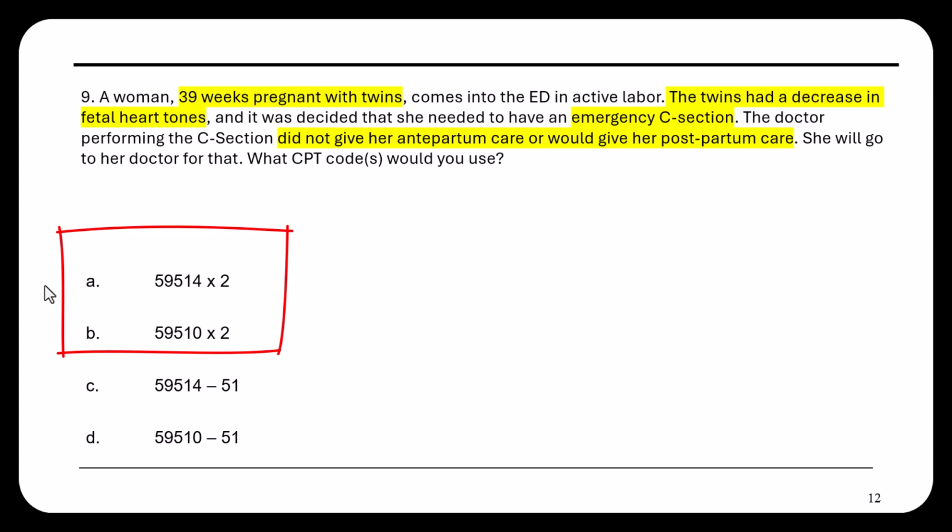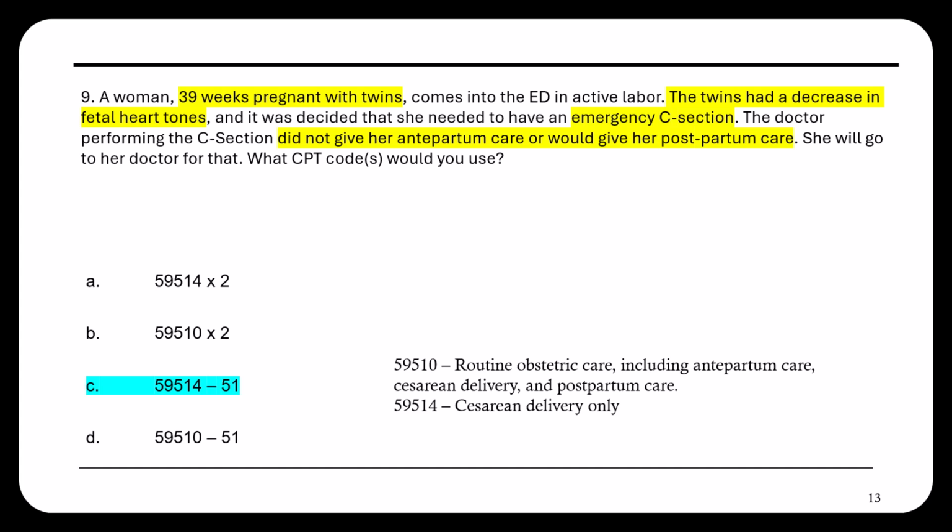Now, yes, there are two twins there, but think about it. When you do a times two, that means the whole procedure was performed twice. So if we were to pick one of those times twos, we would be saying the doctor came in, opened up the woman, pulled one baby out, closed the woman, then opened her again to pull the other baby out. Now we know that didn't happen. Both babies were pulled out at the same time, and the C-section was only performed once. So that tells me right off the bat I'm looking at either C or D.